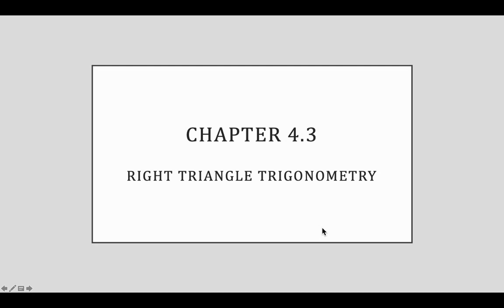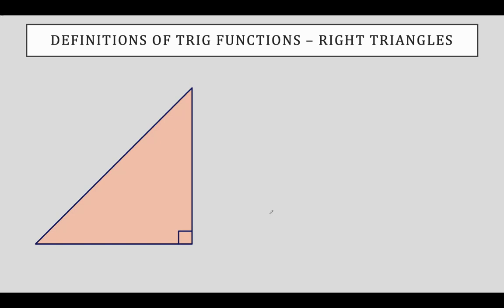Welcome to chapter 4.3. Here we will study right triangle trigonometry. Hopefully you have all seen right triangle trig in the past. What does right triangle trig pertain to? Well, it pertains to right triangles. And a right triangle is a triangle that has a 90-degree angle associated with it, okay?